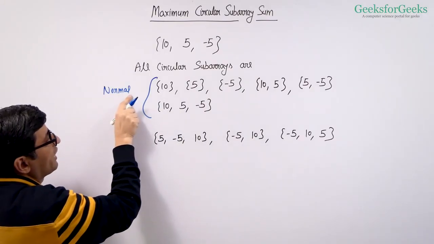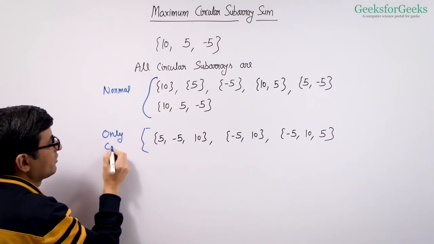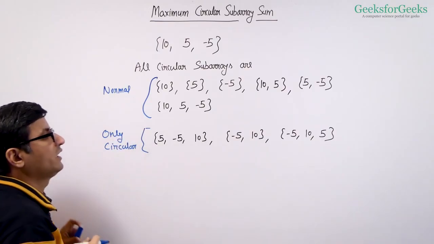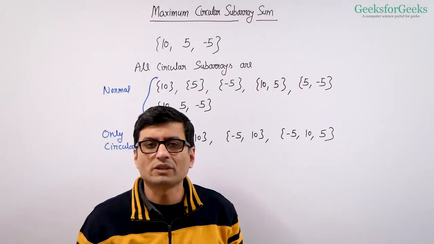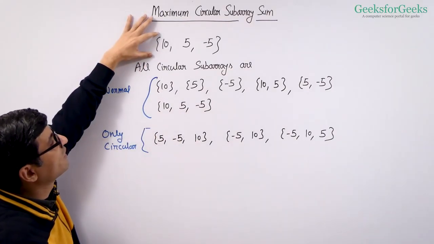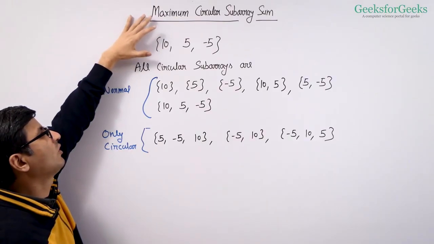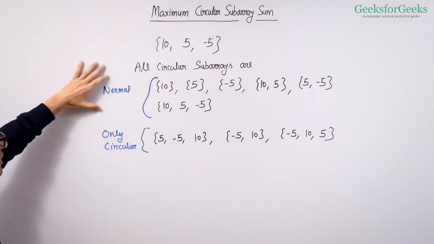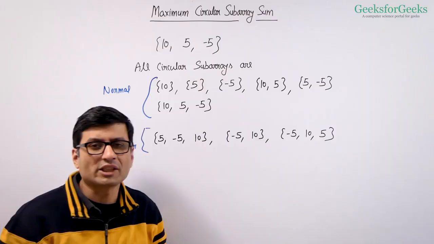So we have normal subarrays, and we have circular subarrays which are only circular. So circular allows both normal subarrays and subarrays formed by connecting the last element back to the first element. Now our question here is, we are given such an array. We need to find out the maximum sum of all circular subarrays, which means we are going to consider these subarrays and these subarrays, and out of all of them we need to find the maximum sum.